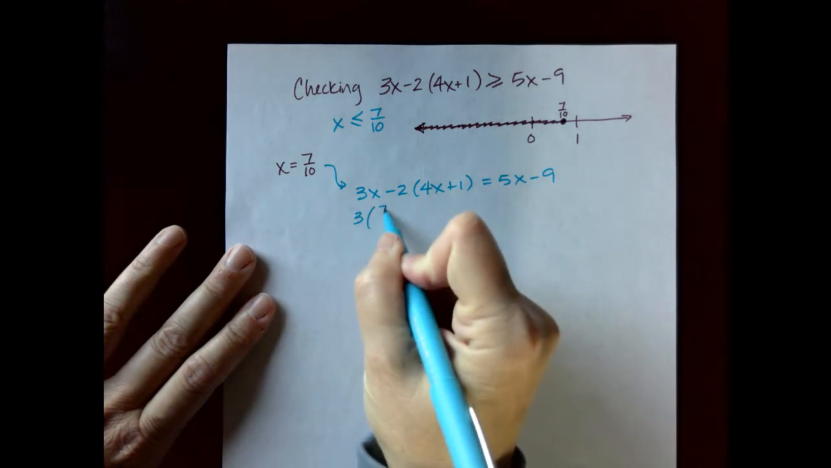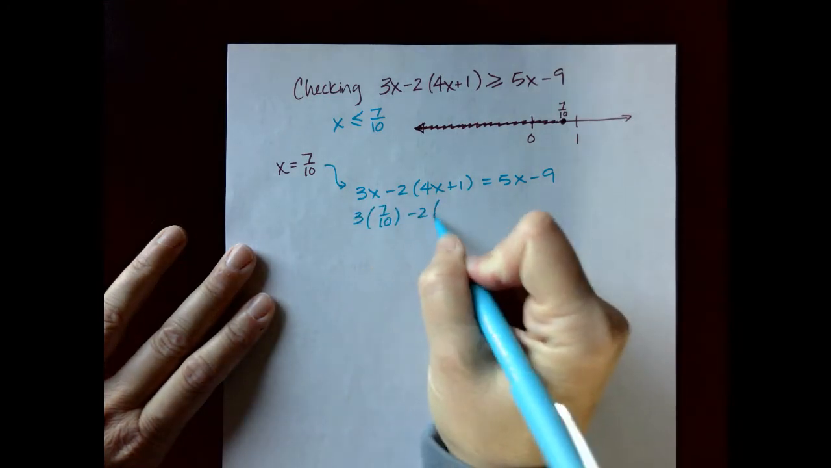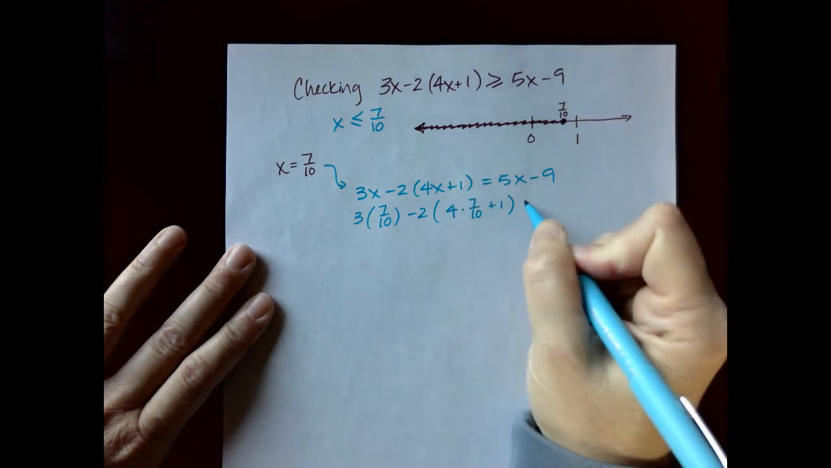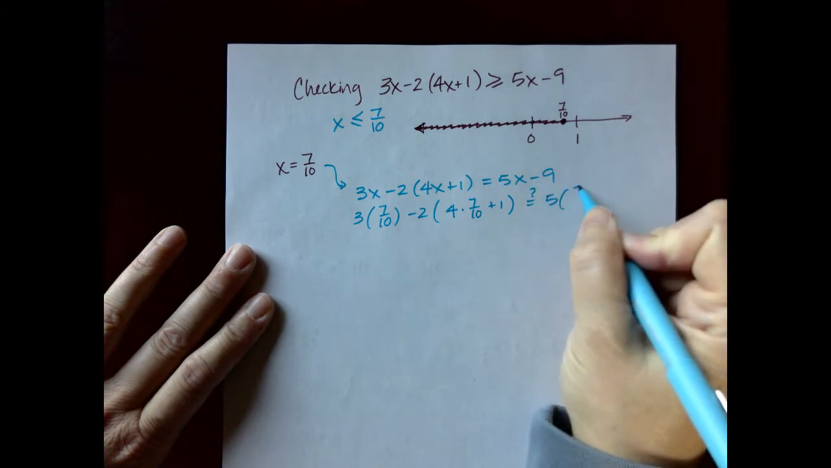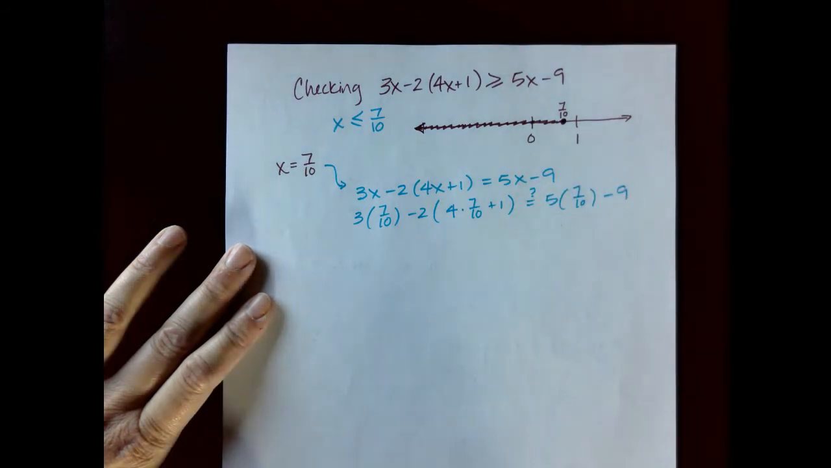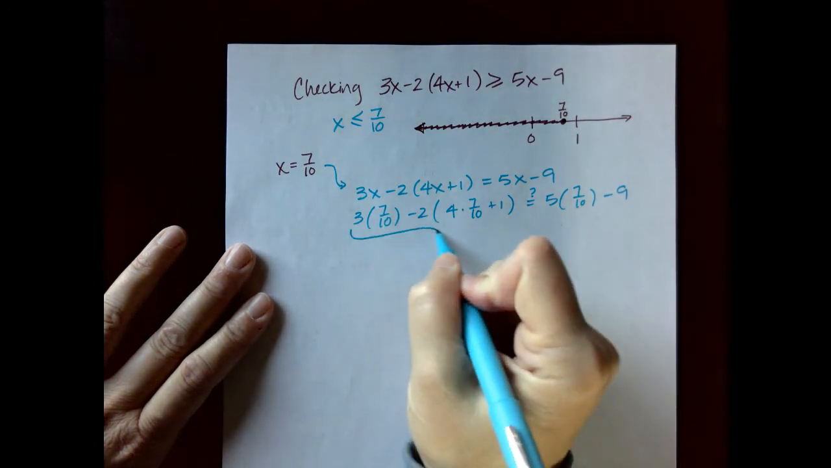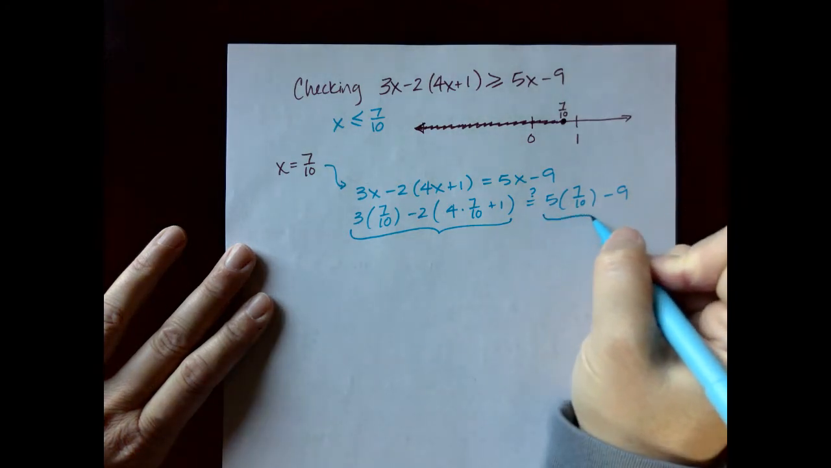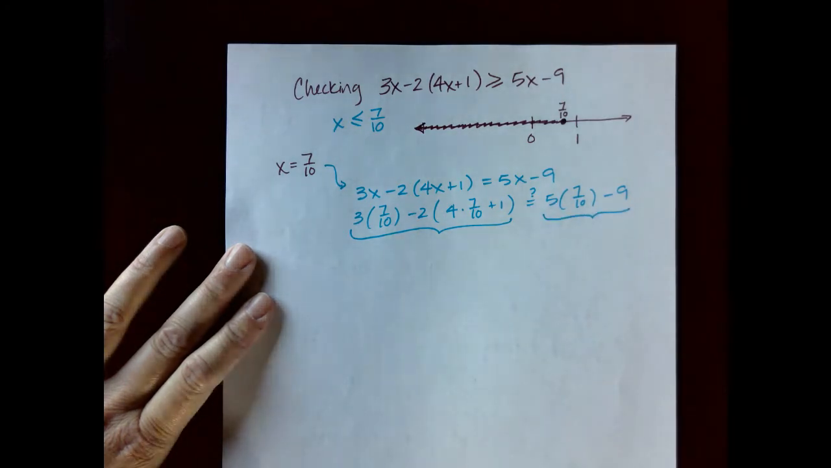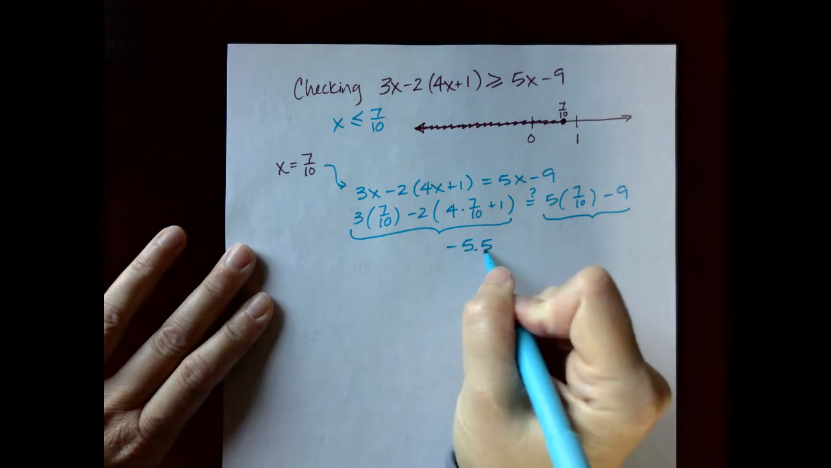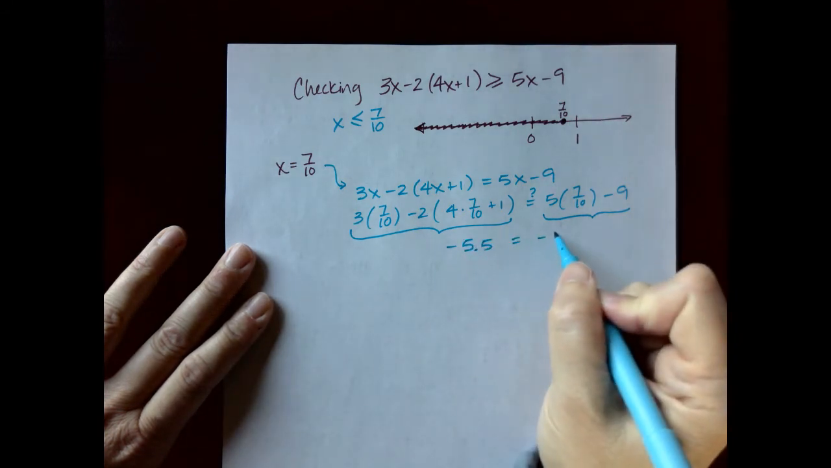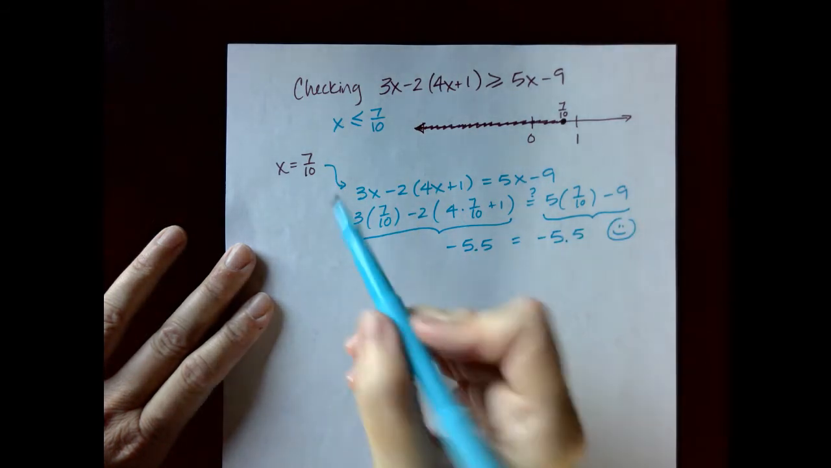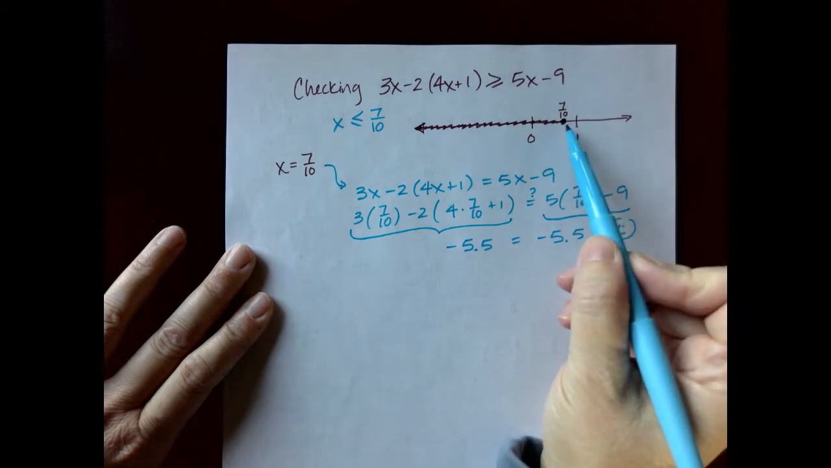We would plug in 3 times 7/10 minus 2 times the quantity 4 times 7/10 plus 1. And we need to see if that's equal to 5 times 7/10 minus 9. And you can feed this left-hand side of the equation into your calculator and the right-hand side into your calculator. And when you do that, I think you'll get that negative 5.5 is equal to negative 5.5. You get a true statement here. So that means that your boundary point that you found is accurate.